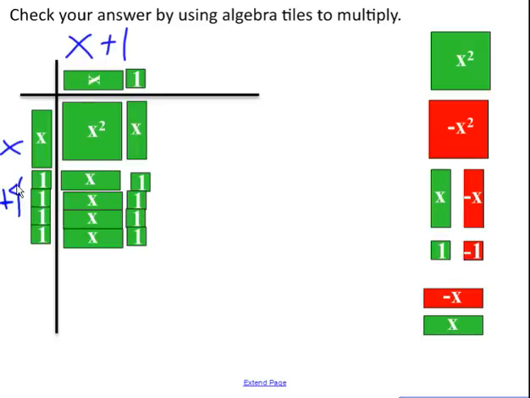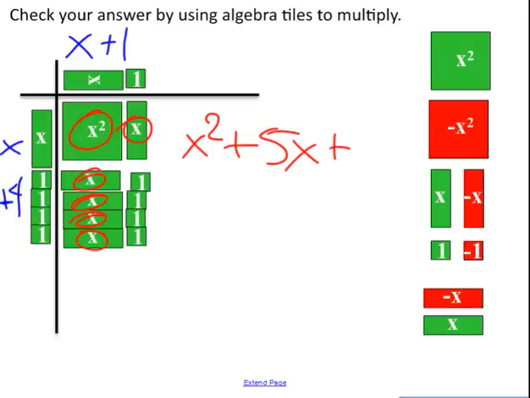So, how many do we have here? Well, we've got 1 x squared right here in the middle. We've got 1, 2, 3, 4, 5 of those positive x's, and then 4 single units out here on the right side, which gets us back to the exact same trinomial that we were starting with a few minutes ago.